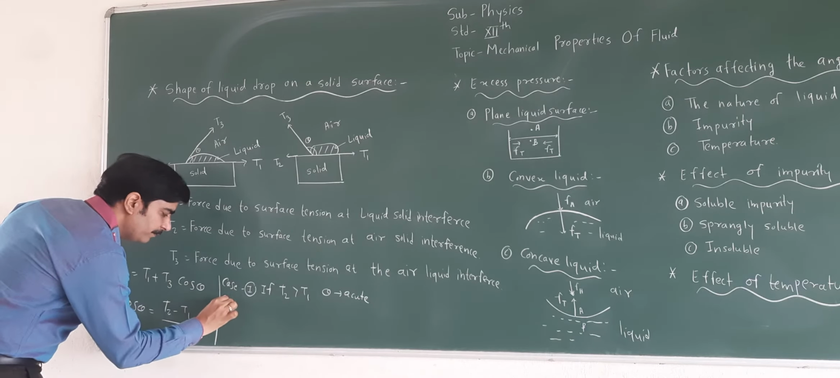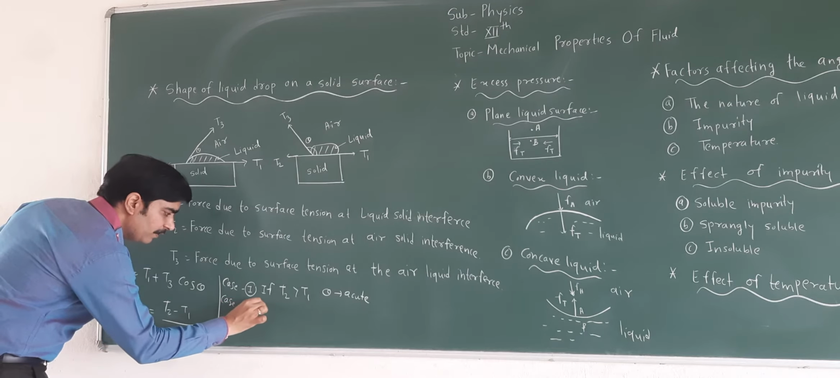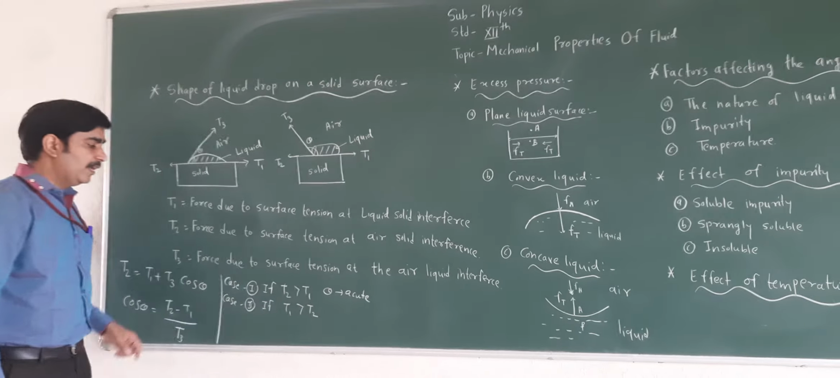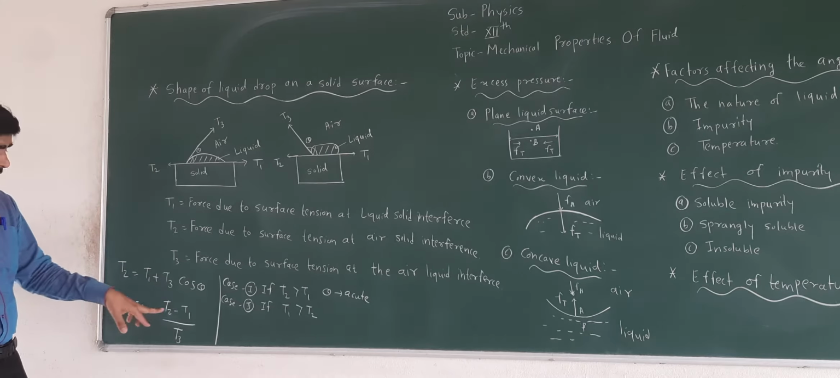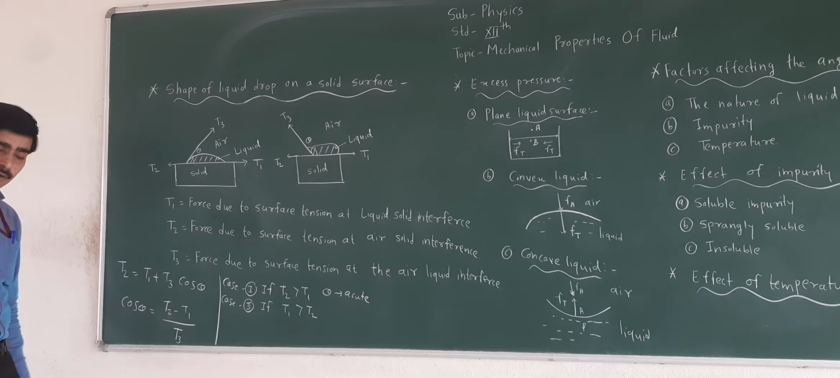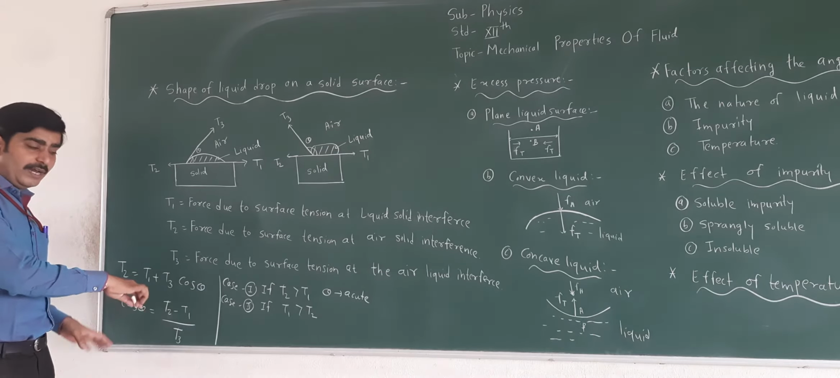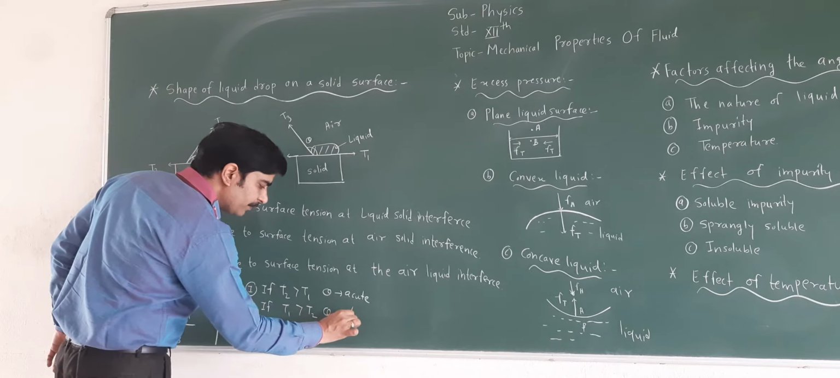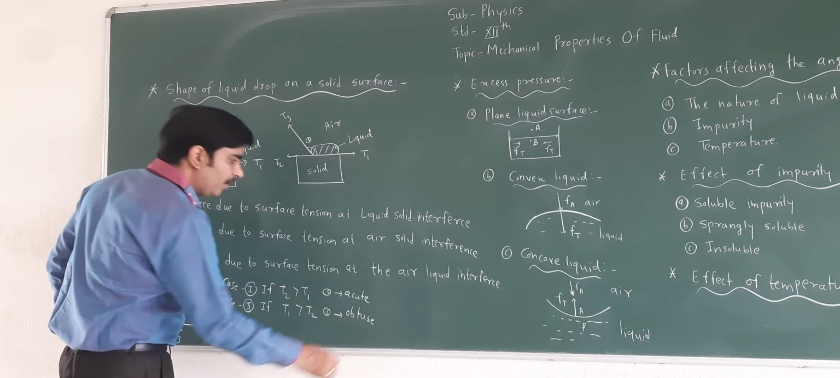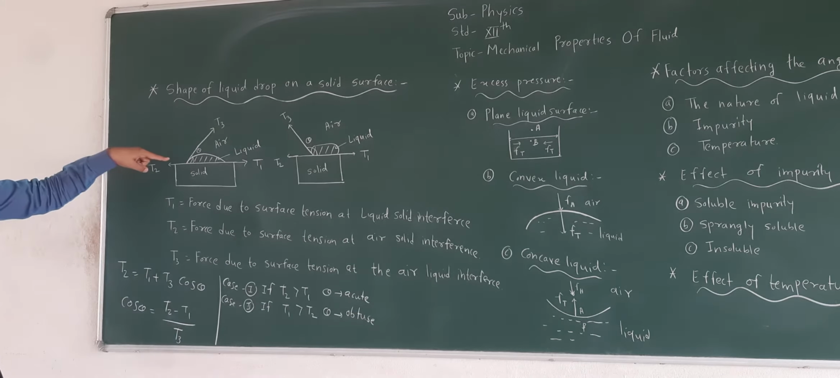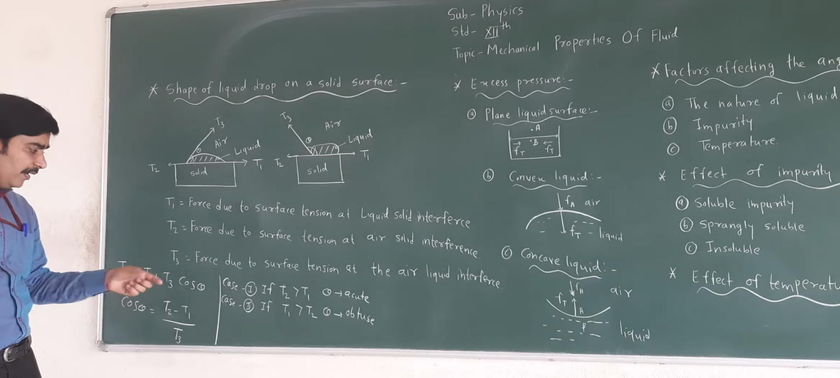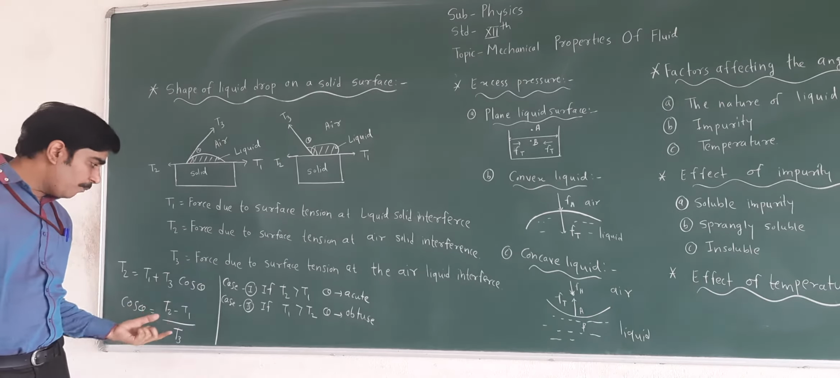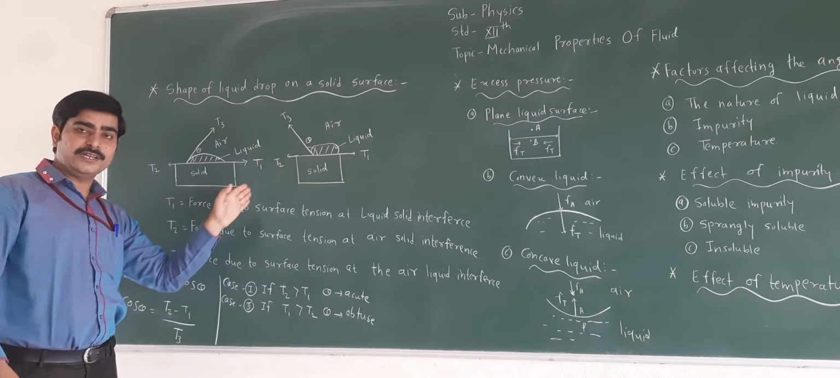Case 2, if T1 is greater than T2, then you can observe that this value will be negative, and if the value is negative, then theta will be obtuse. So remember, when we are saying acute angle, the condition is T2 should be greater than T1. For obtuse angle, T1 should be greater than T2.